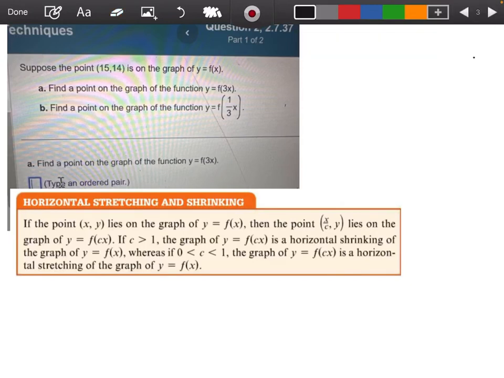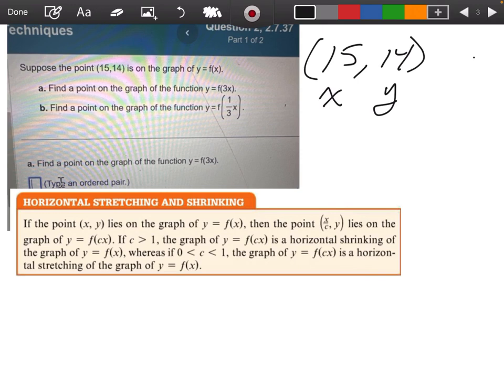All right, so y'all, this is a video where I'm going to do three problems out of 2.7. This is question number 2, and it says, suppose the point (15, 14) is on the graph of y equals f of x. Okay, so the first thing I'm going to do is write my point, 15, 14. Remember, my friends, that's my x and that's my y.